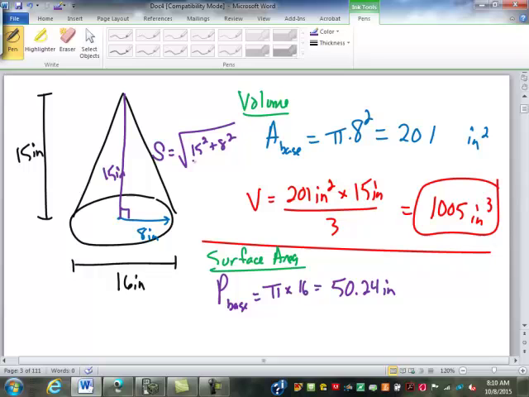Does everybody see where the 15 and the 8 come from? 15 is just our height. The 8 is half of the base. That forms that right triangle. That's going to give us 17. So S is 17.